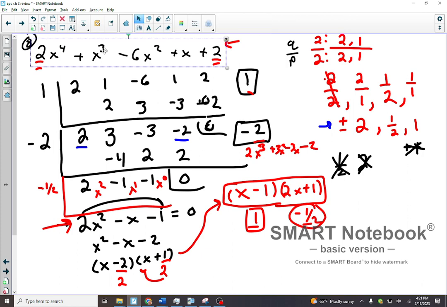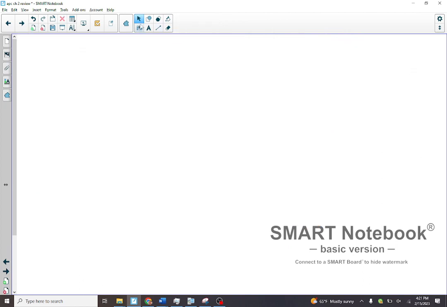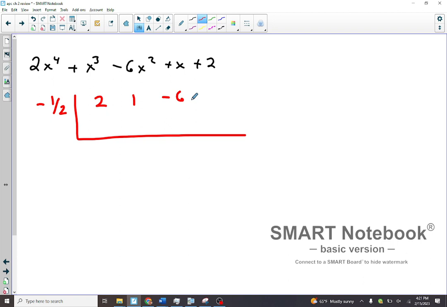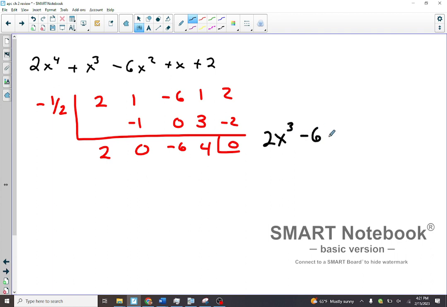Let me just take this to another page. So we started, let's say, at negative 1/2. So we'll do it with negative 1/2: 2, 1, negative 6, 1, 2. So 2, that's a negative 1, that's a 0, that's a 0, that's a negative 6, that's a positive 3, 3 plus 1 is 4, that's negative 2, that's 0. So in this case, we get 2x cubed minus 6x plus 4. I don't think I can factor that, though.